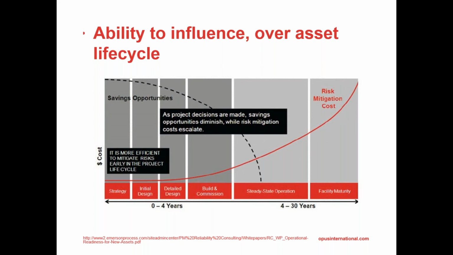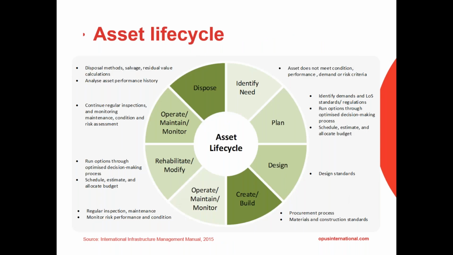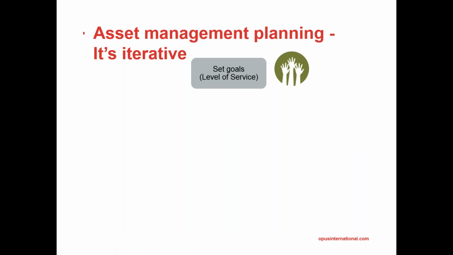So this is just another way to emphasize the importance of thinking right up front, what is it we actually need? And here's another one I found as well, again from the industrial side, how at each phase you've committed so much cost, and you can see how quickly you've committed cost into the long term of whatever asset you've chosen. So if I go back to the original asset life cycle, I want to focus on the first two parts, identifying that need for the asset in the first place, and then planning for it.